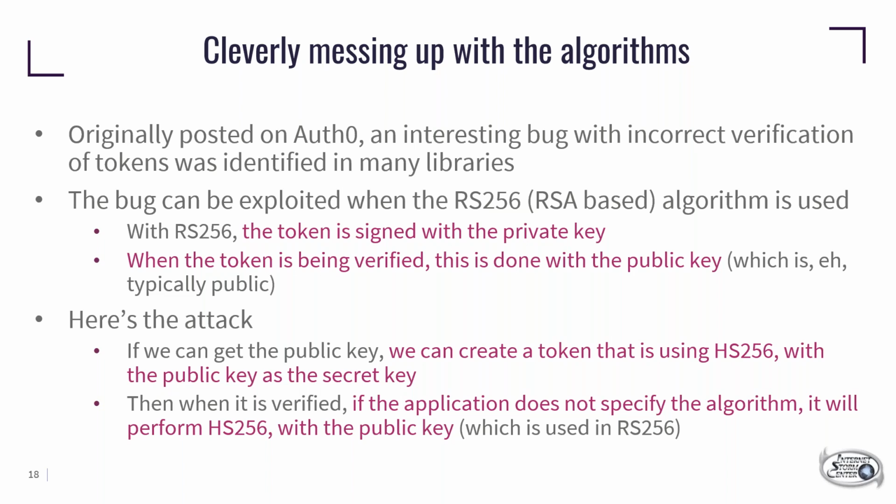Now, the vulnerability here is in the fact that we can actually use the public key, provided that we get it, but hey, it's the public key, so typically we shouldn't worry about it. It can be broadcasted to everyone. So when exploiting the vulnerability, we will use the public key to sign the token, but we will change the algorithm to HS256. So if the developer didn't specify the signature verification algorithm properly, we might actually fool the application into thinking that it got the proper token.